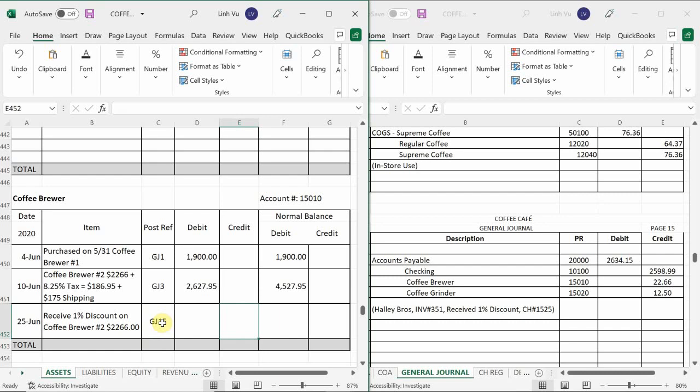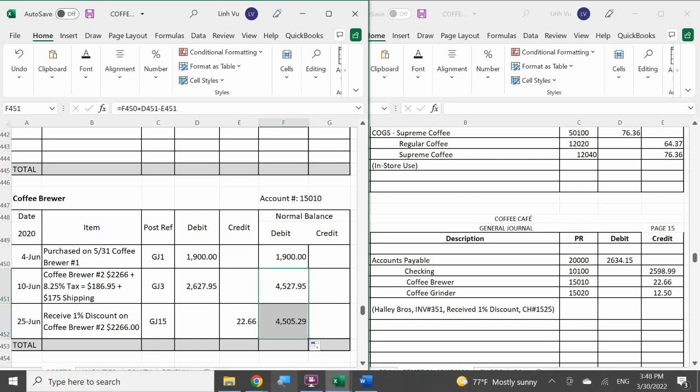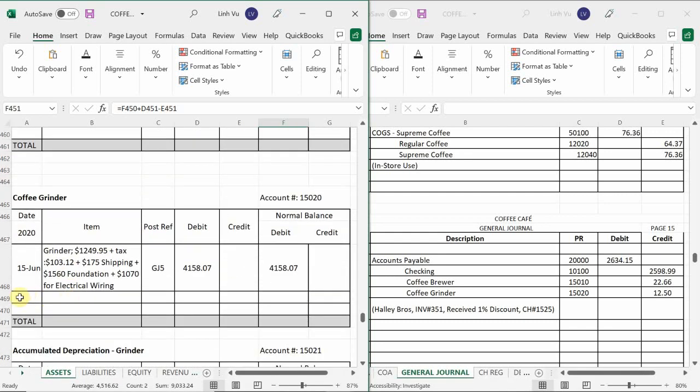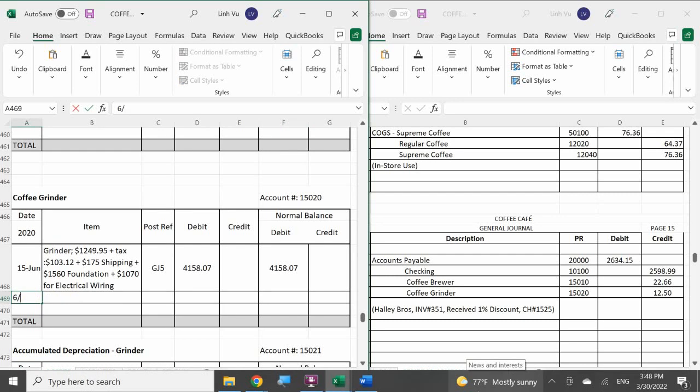So we're going to credit my account for the $22.66 for the discount. So therefore, what is my ending balance in my coffee brewers account? $4,505.29. Good. 4505.29. Okay. We got to do the same thing to our coffee grinder.